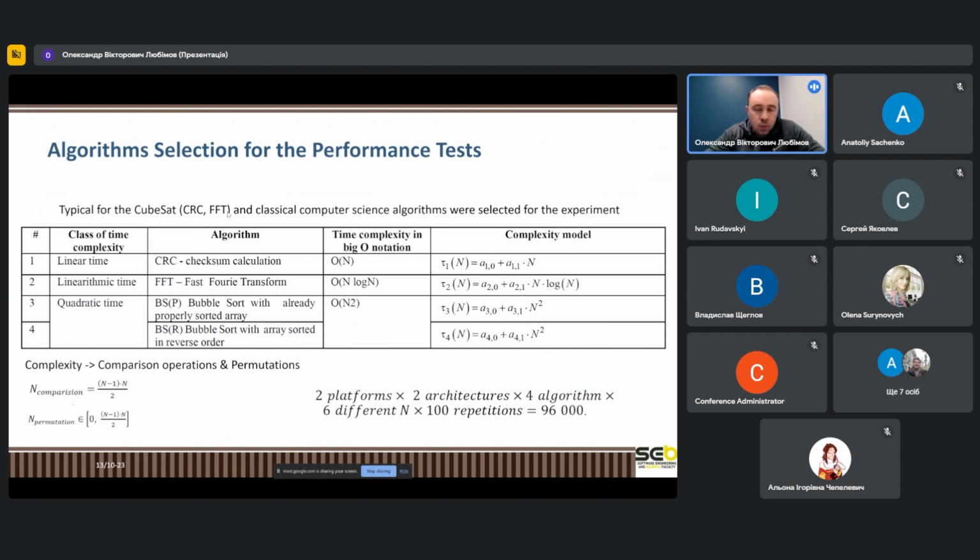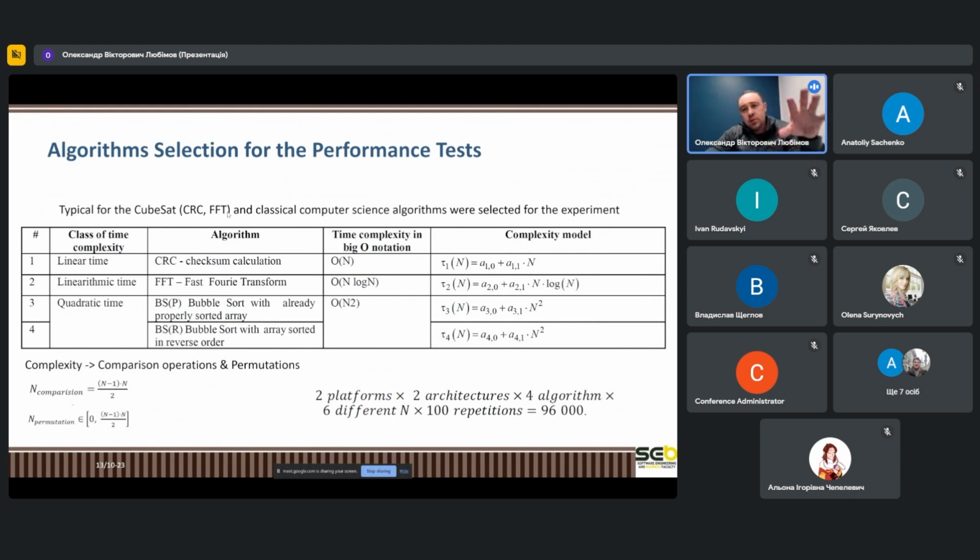The first two are very widely used in embedded: cyclic redundancy checksum calculation, and then fast Fourier transformation. And we have different complexities in big O notation, like linear and linearithmic. Then we used bubble sort, just as a good indicator of performance that has quadratic time complexity in big O notation.